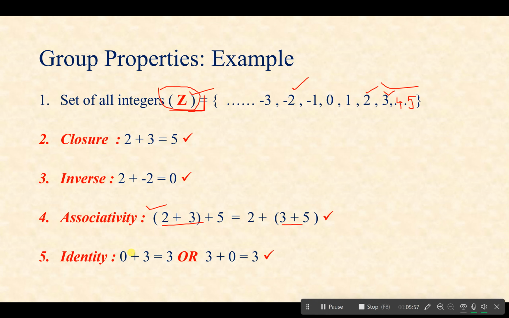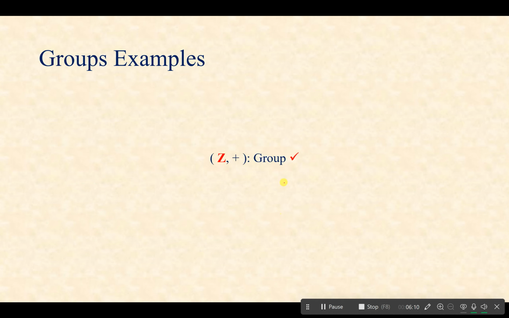Then we'll come to the last one, identity. 0 is the identity element. If you add 0 to any number, you will get the same number. As you can see, 0 plus 3 is 3, 3 plus 0 is also 3. So we can say the set of all integers Z, with the operation plus, is called a group.